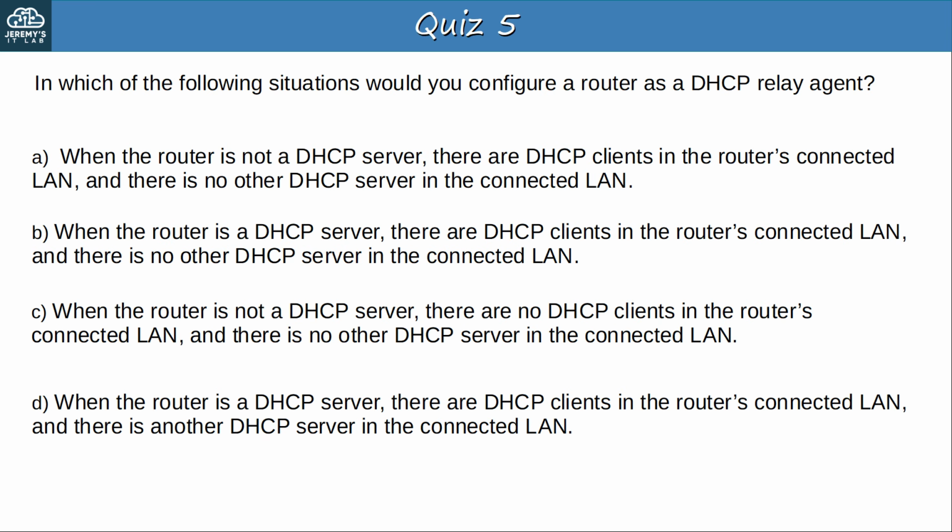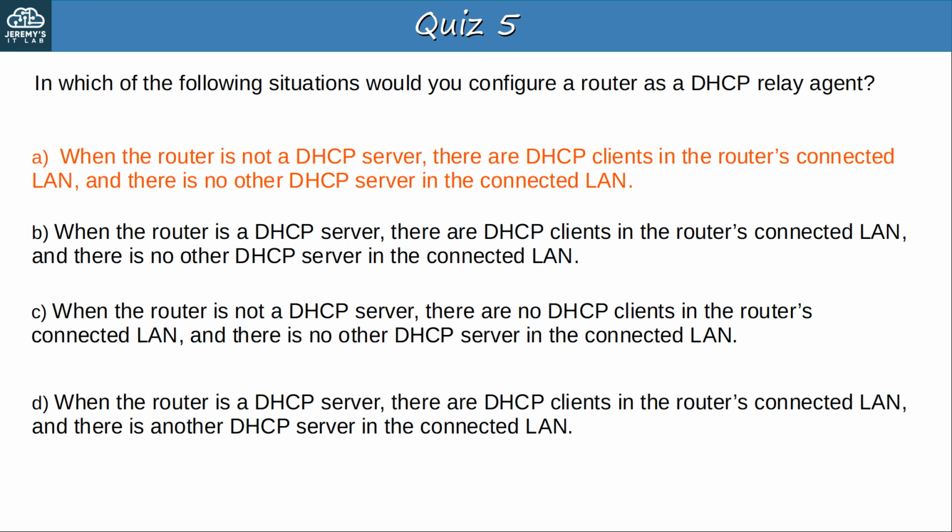Okay, the answer is A. When the router is not a DHCP server, there are DHCP clients in the router's connected LAN, and there is no other DHCP server in the connected LAN. B, C, and D do not require the router to be a DHCP Relay agent. Okay, that's all for the quiz.